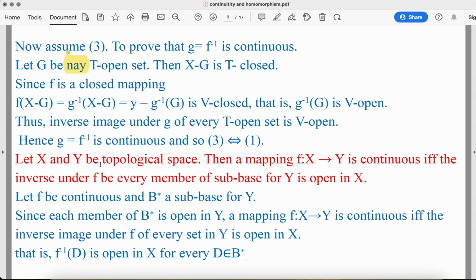Now we will prove that, let X and Y be topological spaces, then f is a mapping from X to Y, and it is continuous if and only if the inverse image under f of every member of a subbase for Y is open in X. Suppose f is any continuous mapping and B star is a subbase for Y. Since each member of B star is open in Y, a mapping f is continuous if and only if the inverse image under f of every open set in Y is open in X. It means f inverse D is open in X for every D belonging to B star. Here B star is a subbase for Y.